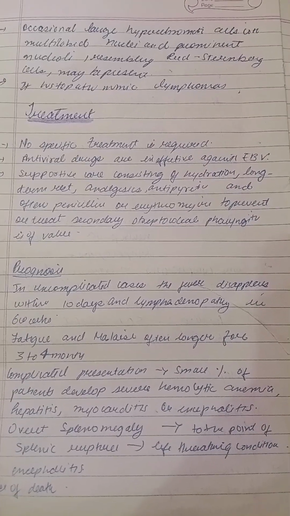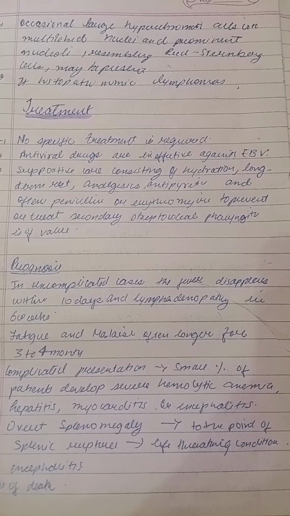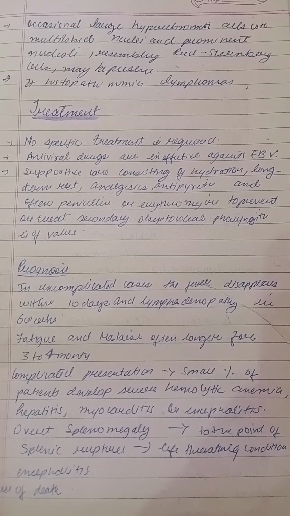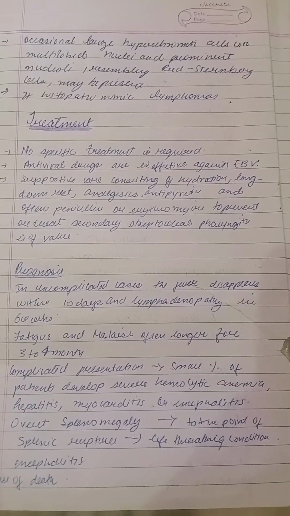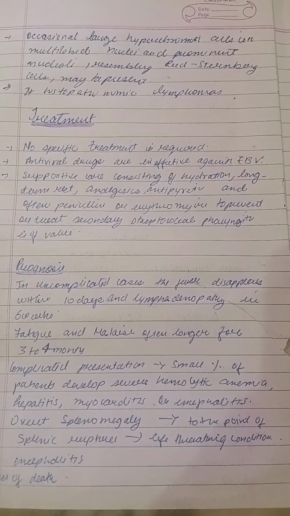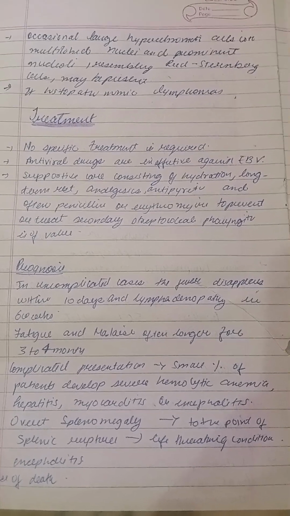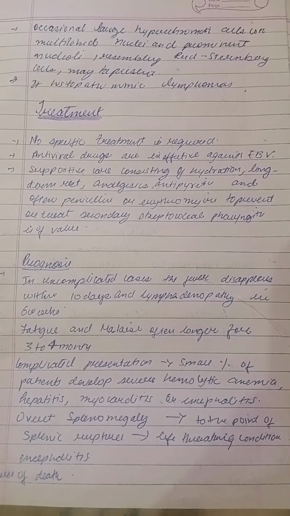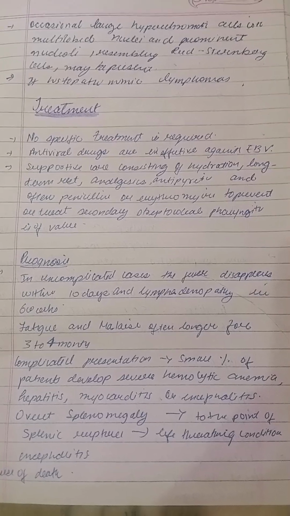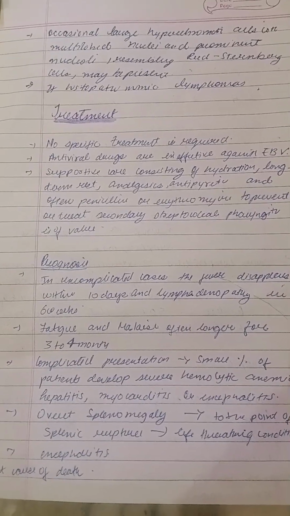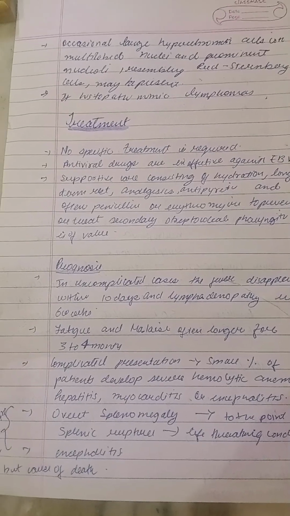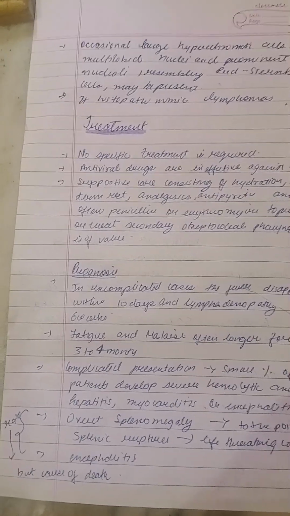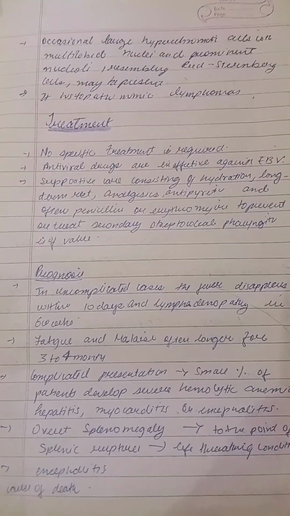Prognosis: in uncomplicated cases, the fever disappears within 10 days and lymphadenopathy in 6 weeks. Fatigue and malaise last longer, around 3 to 4 months. But in complicated presentation, a small percent of patients develop severe hemolytic anemia, hepatitis, myocarditis, or encephalitis. Overt splenomegaly to the point of splenic rupture is a life-threatening condition in this disease, and so is encephalitis. Both splenic rupture and encephalitis are rare, but they are a cause of death in infectious mononucleosis.